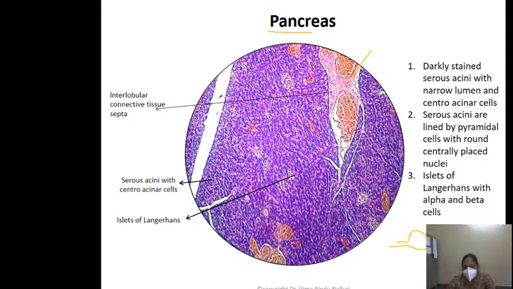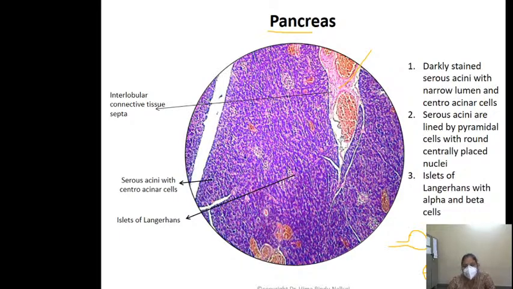acinus. When we take the section, the lining epithelium of this duct will come into the acinus, as if the cells are present within the center of the acinus. So if you see the acinus, we see the pyramidal shaped serous cells here, and in the center also we see a cell. This is the nucleus for these cells. You see the rounded nucleus, but in the center also we see a nucleus.